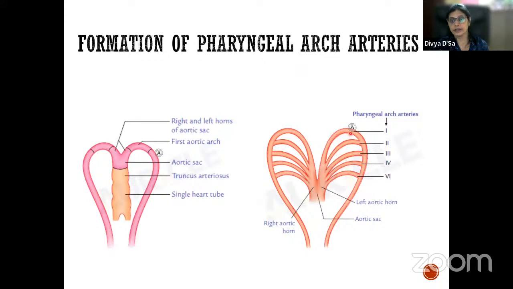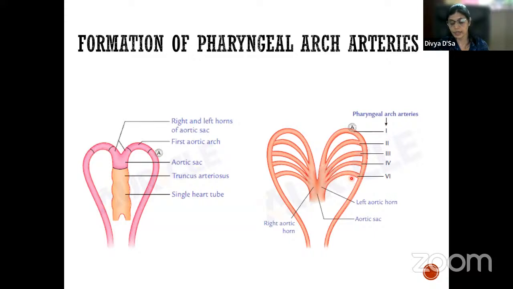Here, the first and second arch, most of it will disappear. And from the third, we have the development of the carotid artery system on both the right side as well as the left side. And from the fourth, we have the formation of the arch of aorta on the left, whereas on the right side, it will form the subclavian artery, okay? And the sixth arch will form the pulmonary trunk and the pulmonary arteries, okay?